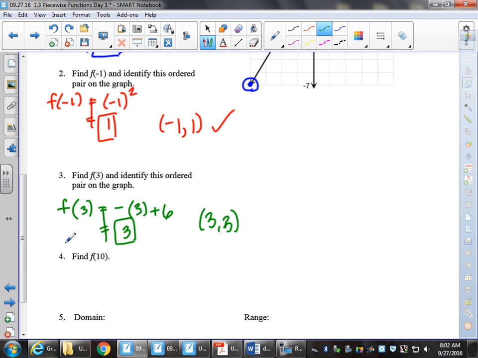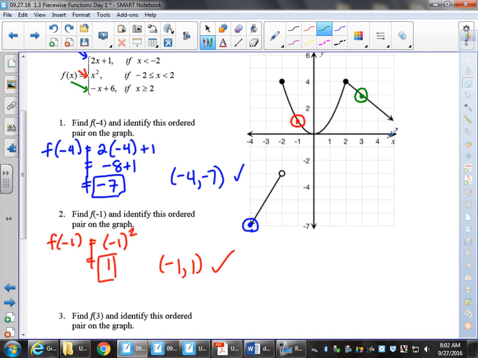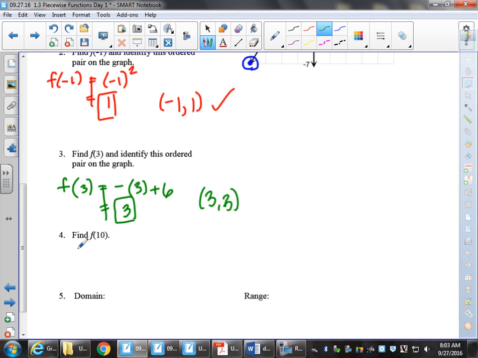What are we thinking about f of 10? I mean, if I look, do you have 10 as an x value? No. So now we definitely can't use the graph. But f of 10 does exist. How are we going to figure that out? Which rule applies? How do you know it's the third one? Because 10 is definitely greater than or equal to 2, which means I will be using negative x plus 6. So let's find that. F of 10 will be negative 10 plus 6, which is negative 4, and we're done.